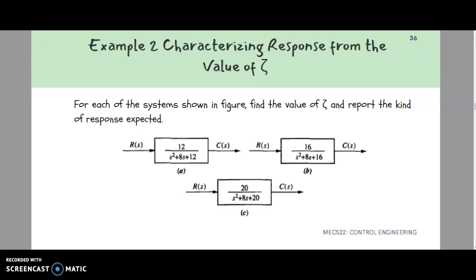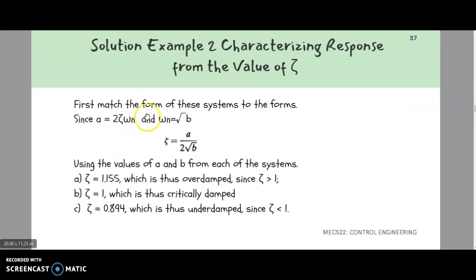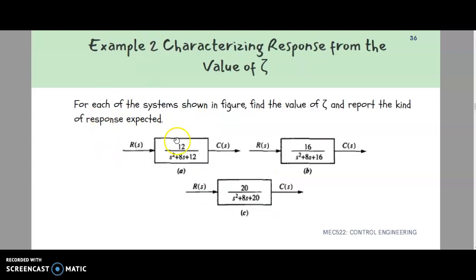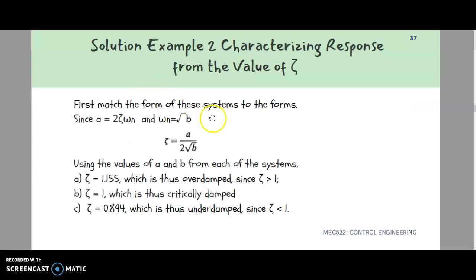So let's say kita pergi yang this one dulu. So macam mana dapat? Just gantikan di dalam in terms of general equation and then you need to find the lambda. So kalau lambda dia lebih besar daripada 1, dia overdamped. Sama juga dengan B. Lambda equals 1, meaning that dia adalah critically damped. C, lambda equals 0.894, meaning that is less than 1, so underdamped.